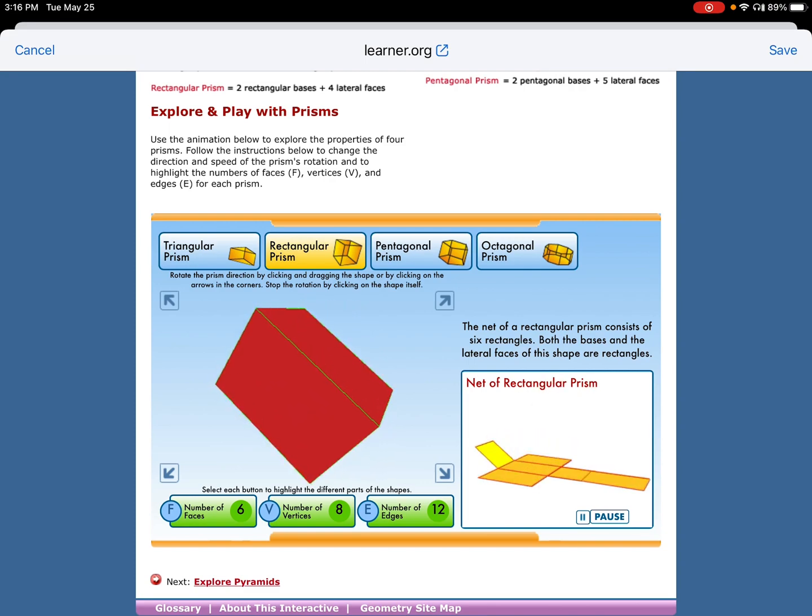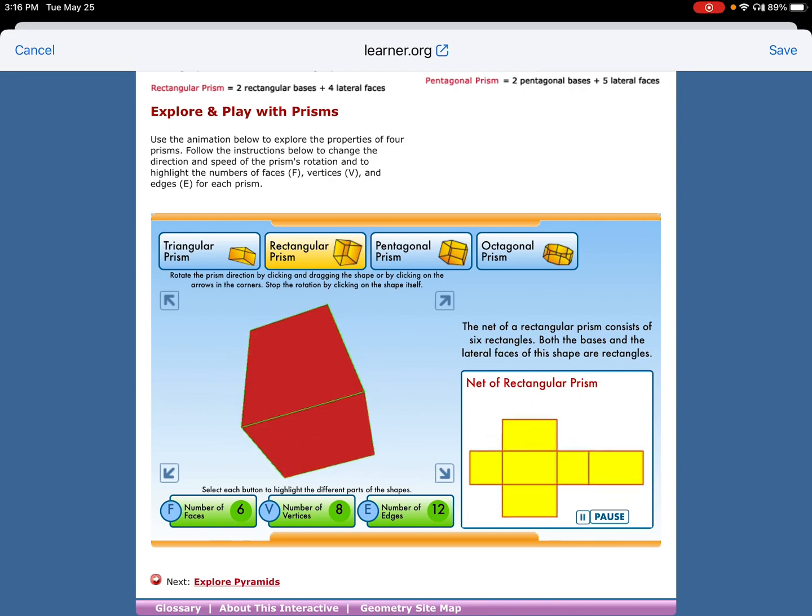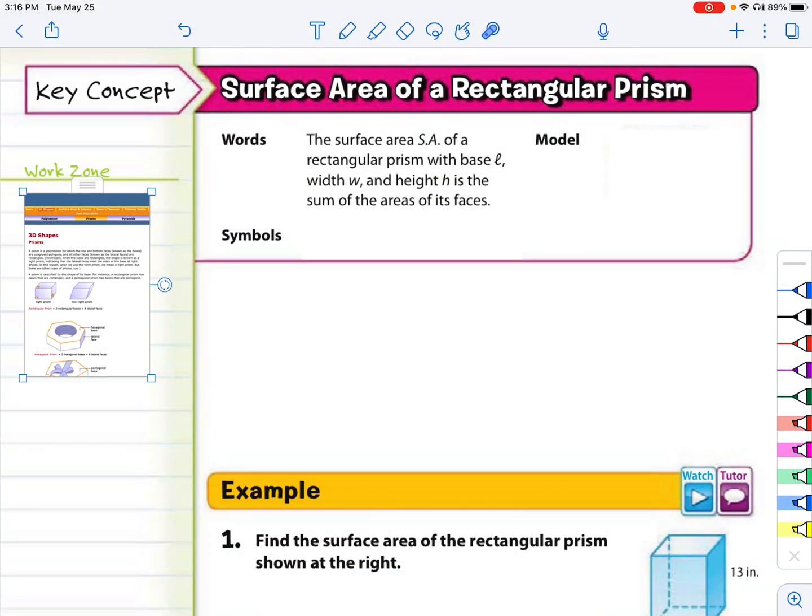And if I unpack my rectangular prism, those are my surfaces. What's going to happen now is that we're going to add all those surfaces, the ones in yellow, and then that will be the surface area of our rectangular prism. So let's go back to the lesson. Again, it's going to be the sum of the areas of the surfaces.